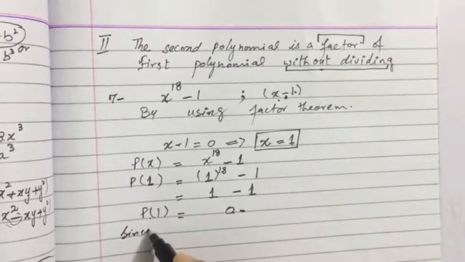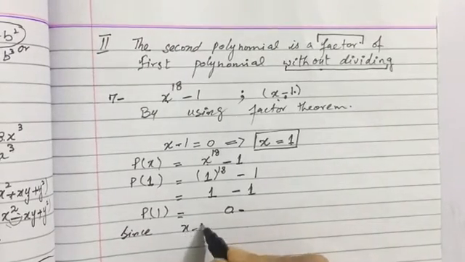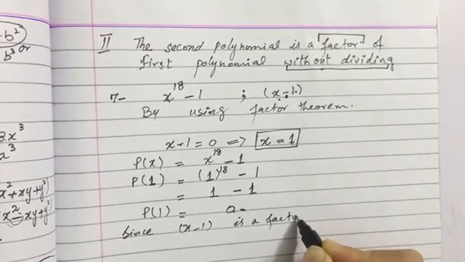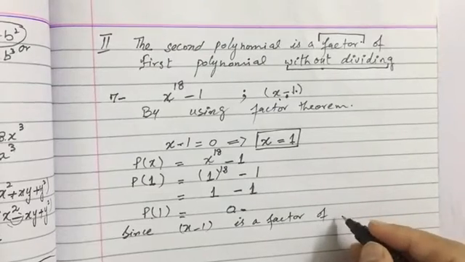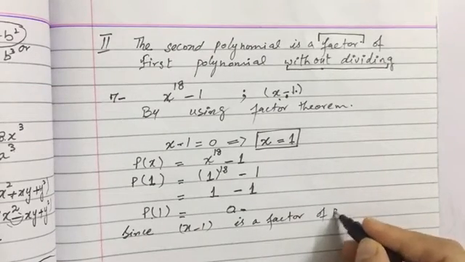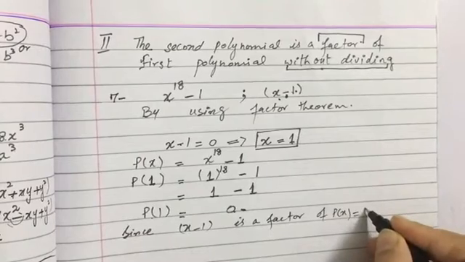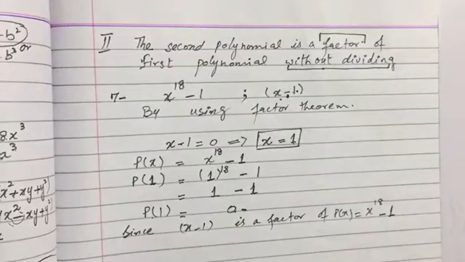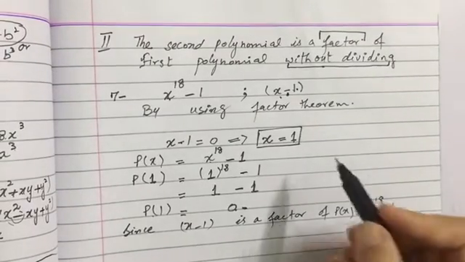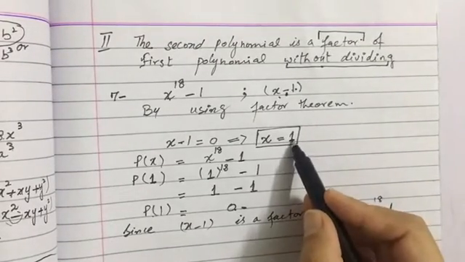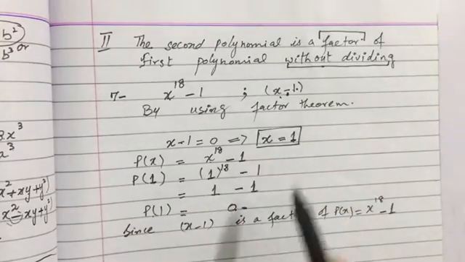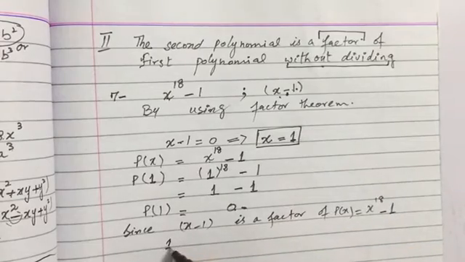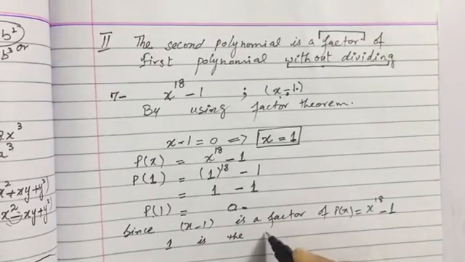Since x minus 1 is a factor of the first polynomial, that is x raised to power 18 minus 1, and we said that 1 is the 0 of this polynomial, x minus 1 is the factor of this polynomial and 1 is the 0 of the polynomial.